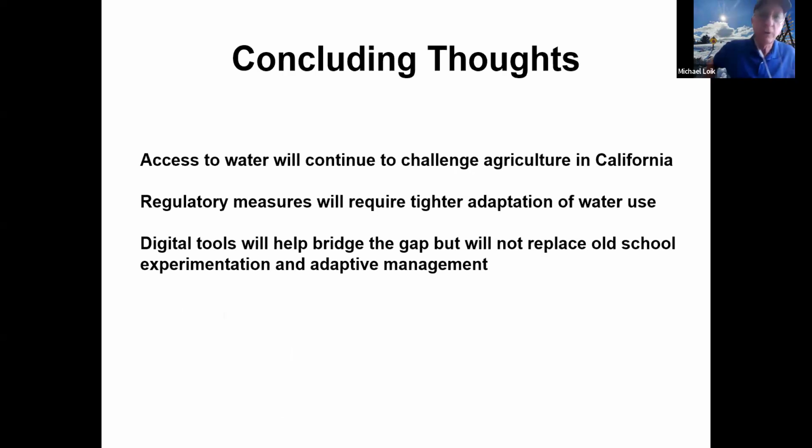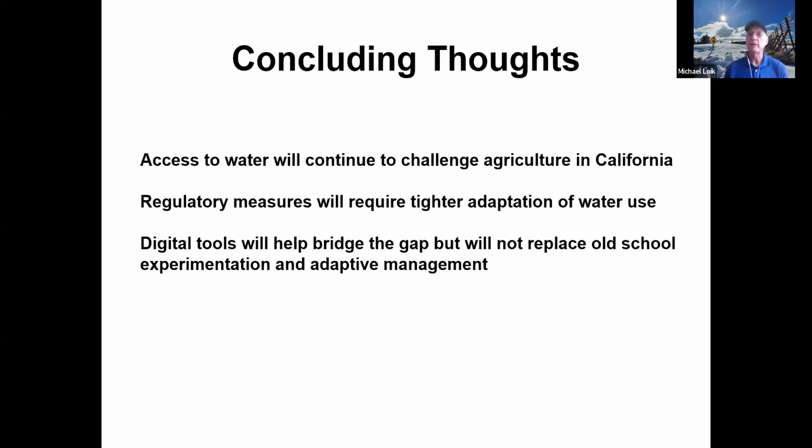Okay, well, a few concluding thoughts here. Those are the four projects that I wanted to touch on. I think nobody here will be surprised by the fact that access to water will continue to be a major challenge for agriculture in California. It's because we have climate change and we have regulatory issues like SGMA, for example, that will help to determine how much water is available for irrigation. Likewise, those regulatory measures like SGMA, as well as the nitrogen regulations, will mean tighter adaptation of water use.